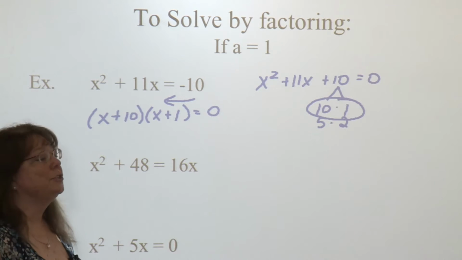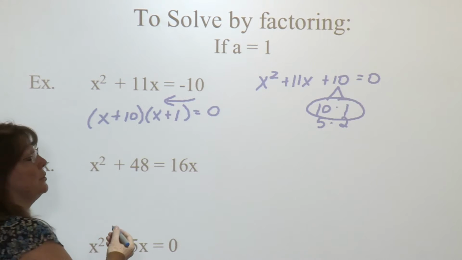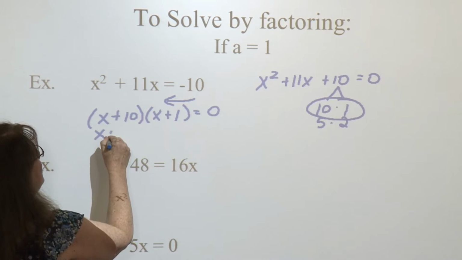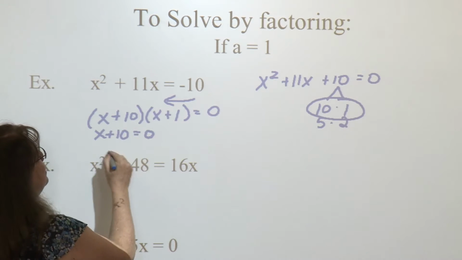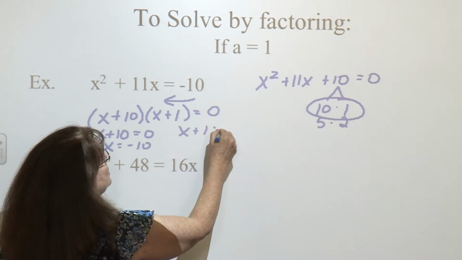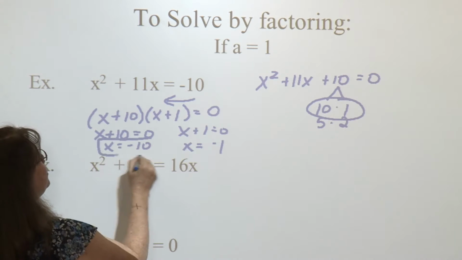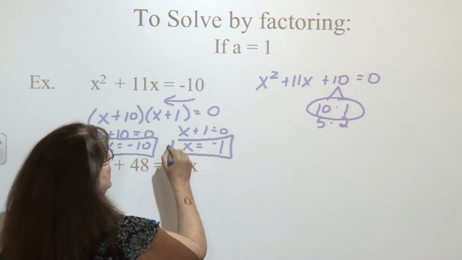Again, once you have it factored and set equal to 0, take each of your factors and set them equal to 0 and go ahead and solve it. X plus 10 equals 0, so x equals negative 10. Or x plus 1 equals 0 and x equals negative 1. Again, you will end up with two solutions for your quadratic.